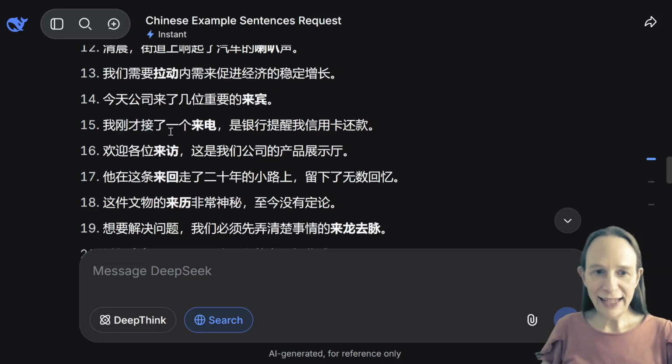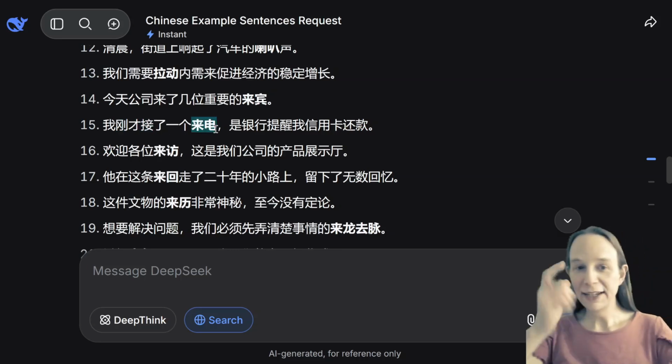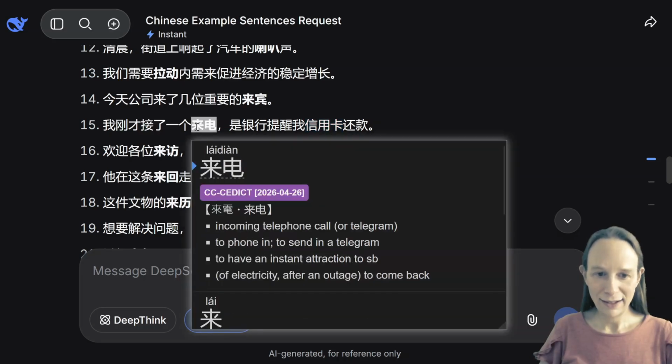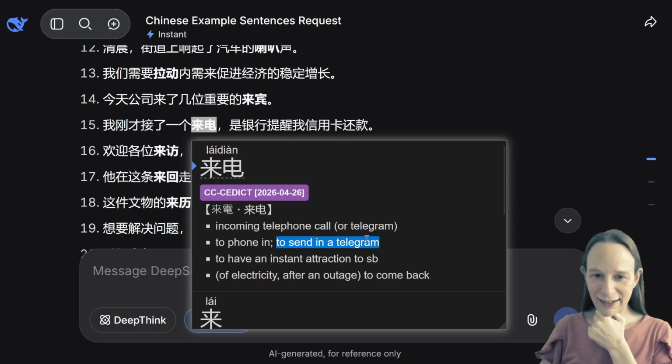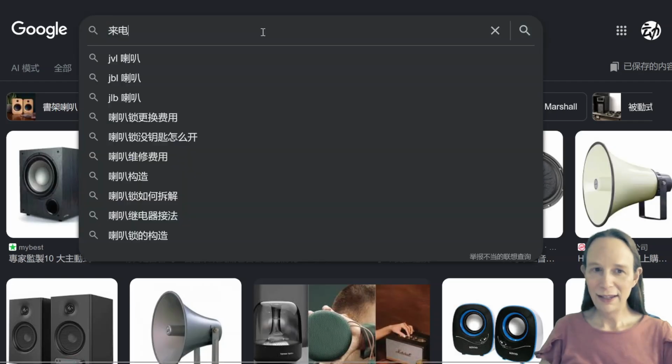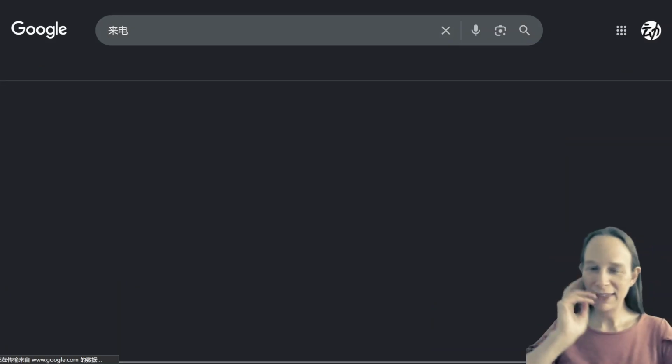他刚才接了一个来电. Oh, here's another one. 来电, is this an incoming telegraph? 在银行提醒我信用卡还款. An incoming telephone call. But yeah, phone in like, or telegram. Yeah, I think it's more like telegram. Is telegram and telegraph the same thing?